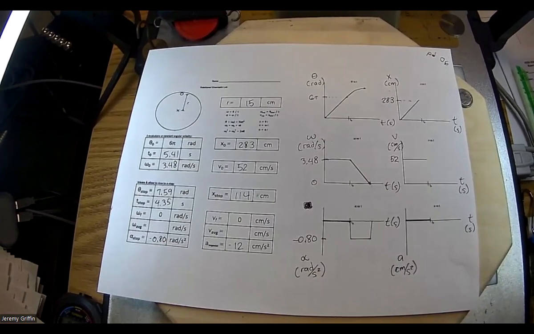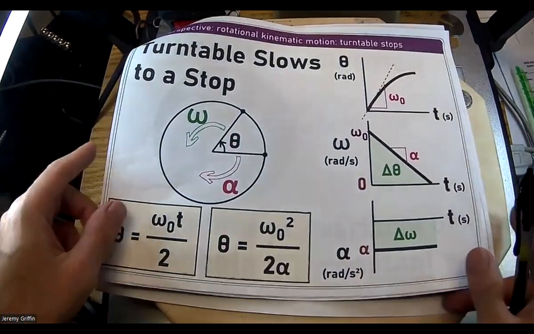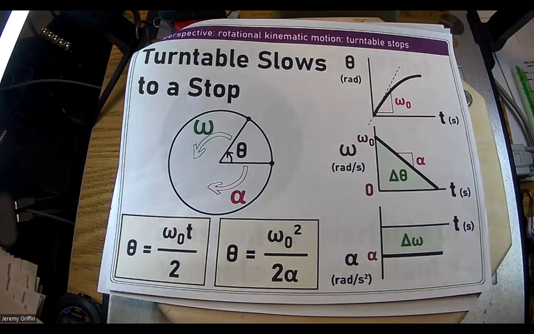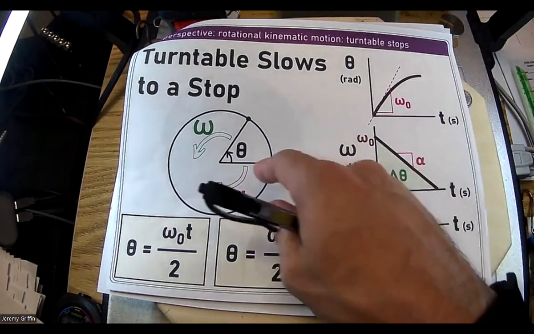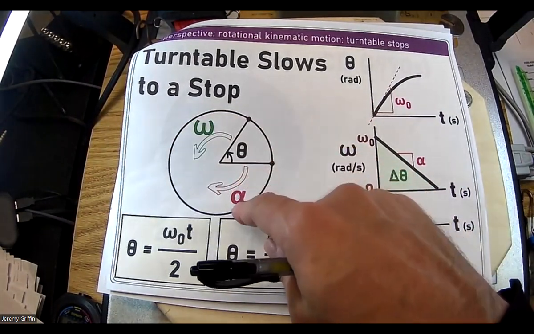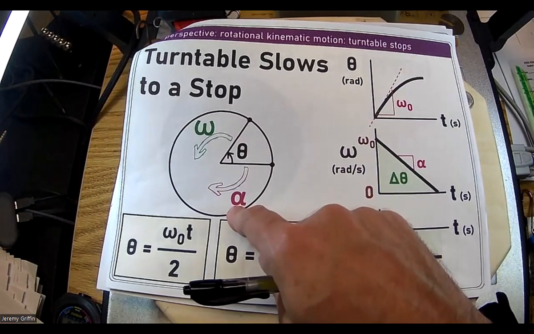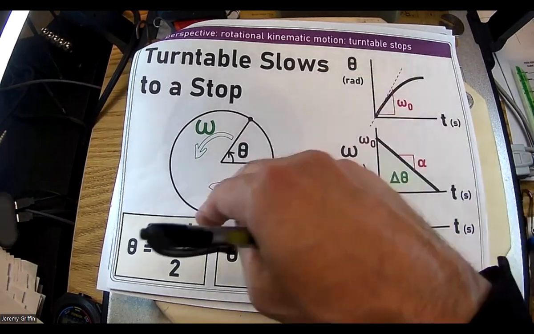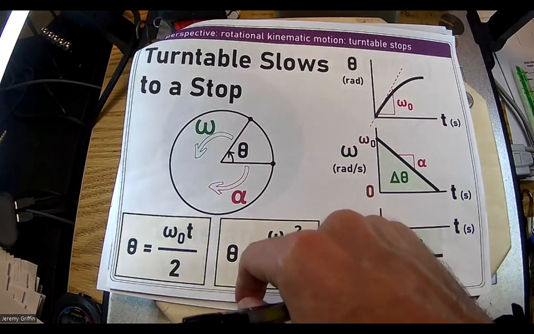Where is it? Here it is. That's one of these posters. You guys see a poster up here? It looks like that, hanging in the room. Turntable slows to a stop, right? So counterclockwise could be the positive direction, right? If it's slowing to a stop, that means angular acceleration is clockwise, which would be the negative direction, right?